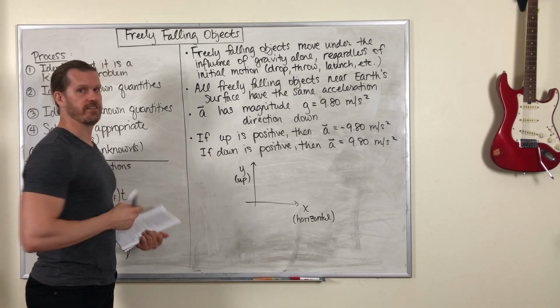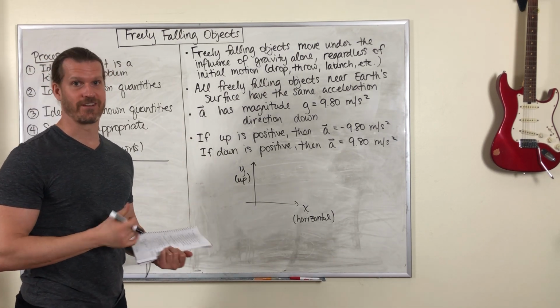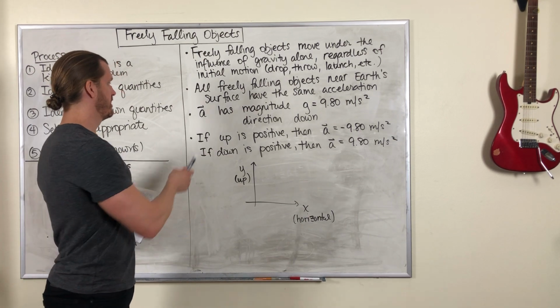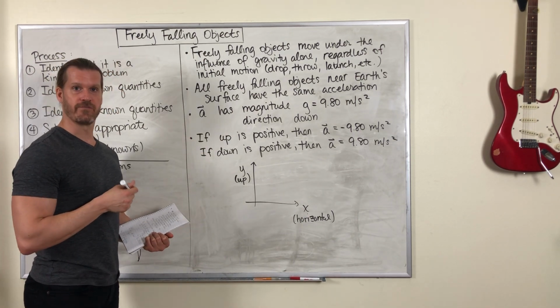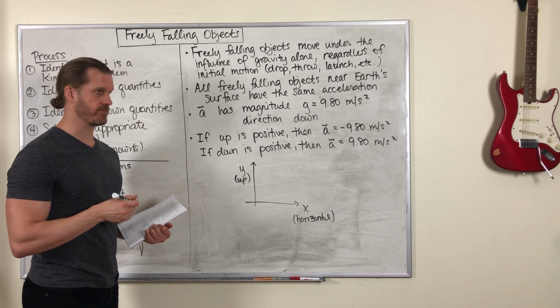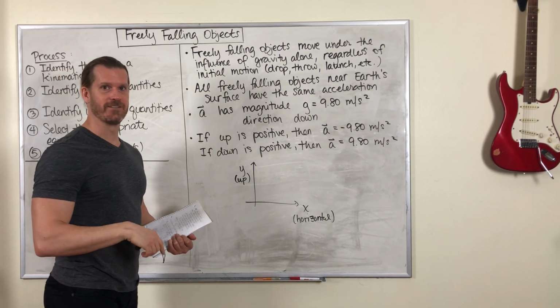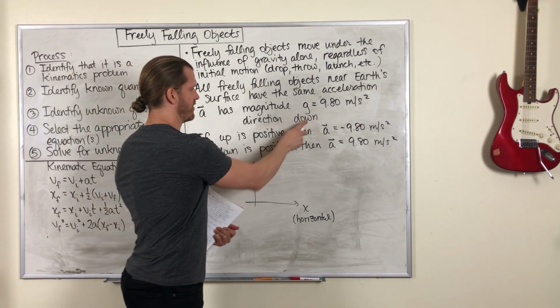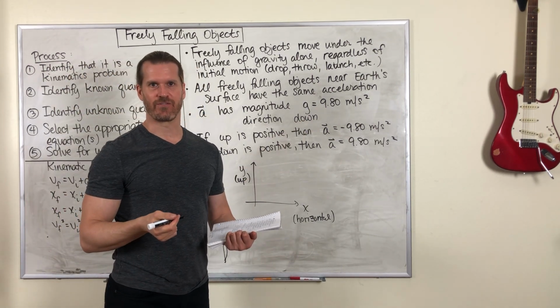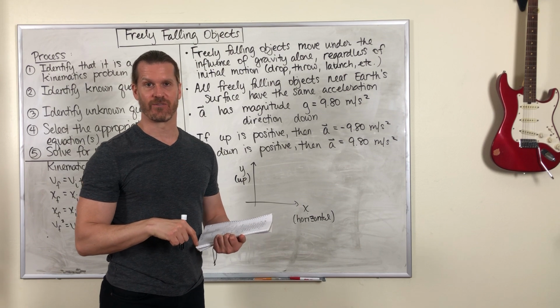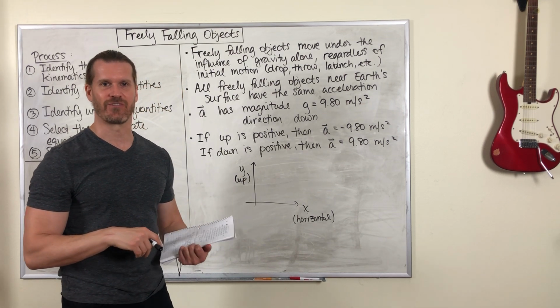This acceleration is a vector. Acceleration is always a vector. It has a magnitude of 9.8 meters per second squared, and it has a direction pointing down. The word down means toward the center of the Earth, in the radial direction towards the Earth's center.